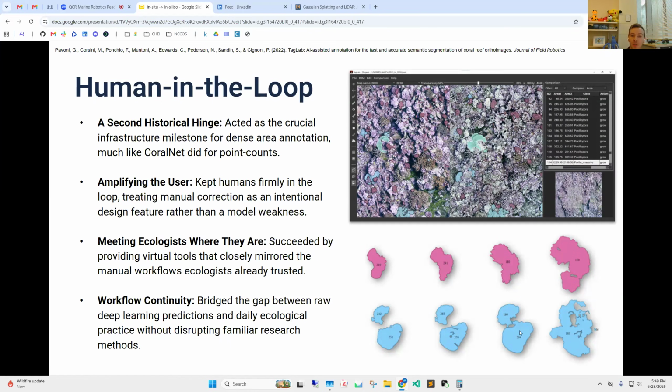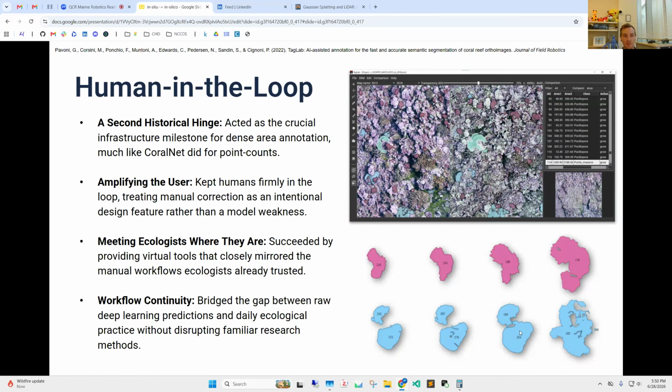And what made Tag Lab historically significant, again, I would say it's not the AI. It's the fundamental philosophy. They didn't try to erase humans from this entire process. They didn't try to automate everything. Instead, they treated humans as a way to correct the annotations that were created by the AI. So they were an integral part of the system, which, if you want people to adopt your techniques, usually you don't want to replace them. So keeping humans in the loop is fairly important, in my opinion.